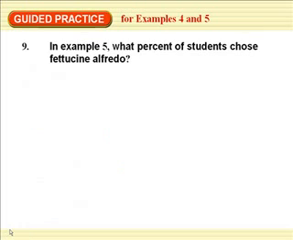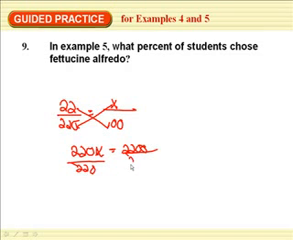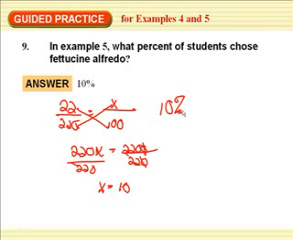Let's see if it does. Yep. In example 5, what percent of students chose fettuccine alfredo? So fettuccine alfredo was 22. So 22 out of 220 was what percent? So we can do the cross products. 220x equals 2200. Divide by 220. Take the zeros off. X equals 10. It would have been 10% of them chose fettuccine alfredo. There we go.